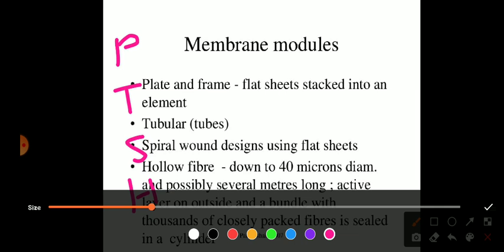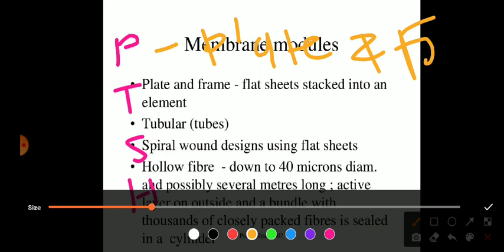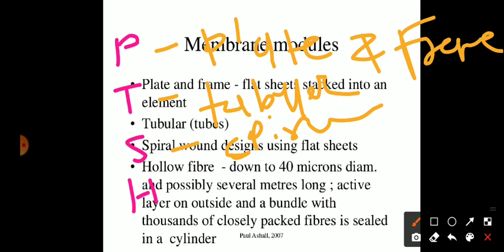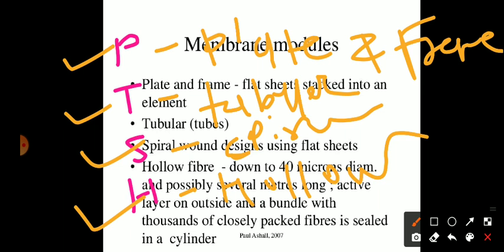So what is the P? Plate and frame. T is for tubular, S is for spiral wound, and H is hollow fiber. So there are four types of membrane module available for the separation technique. First one is P, which is plate and frame. T is for tubular, S is spiral wound, and H is for hollow fiber.